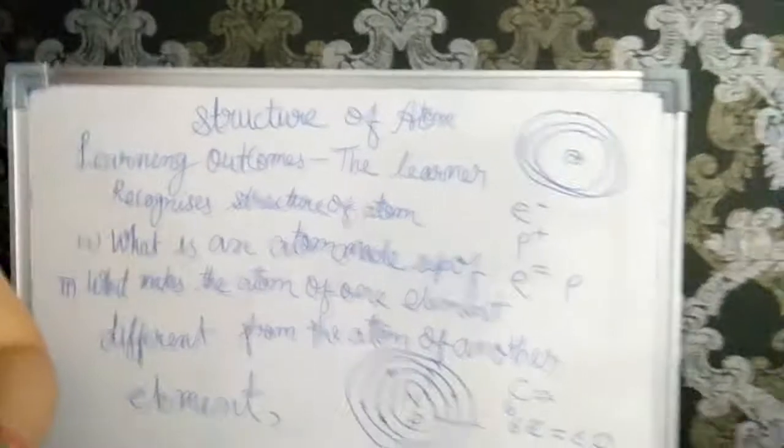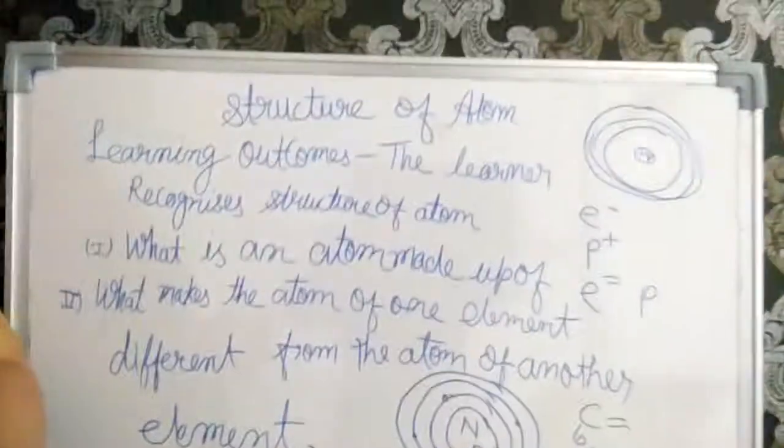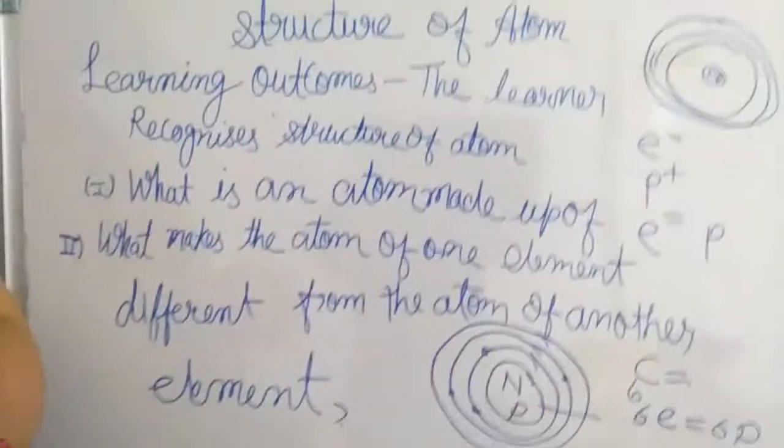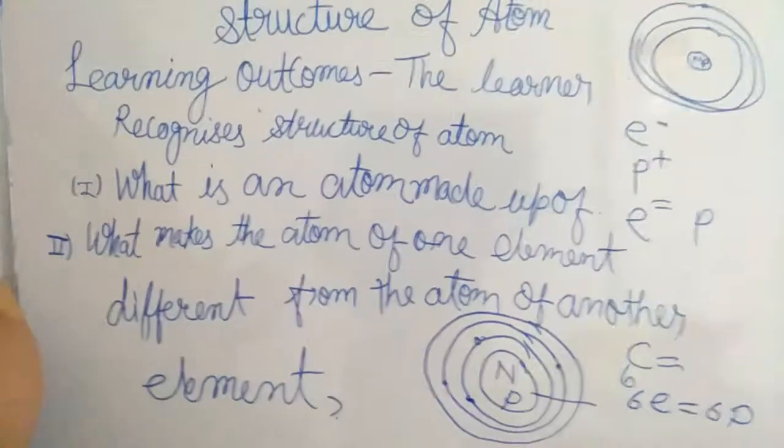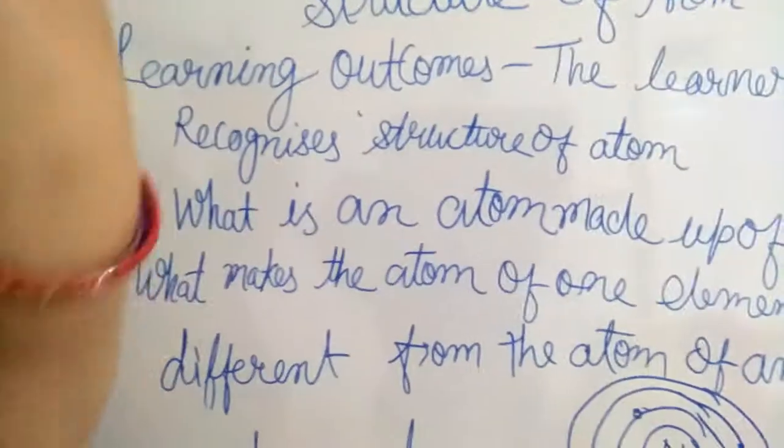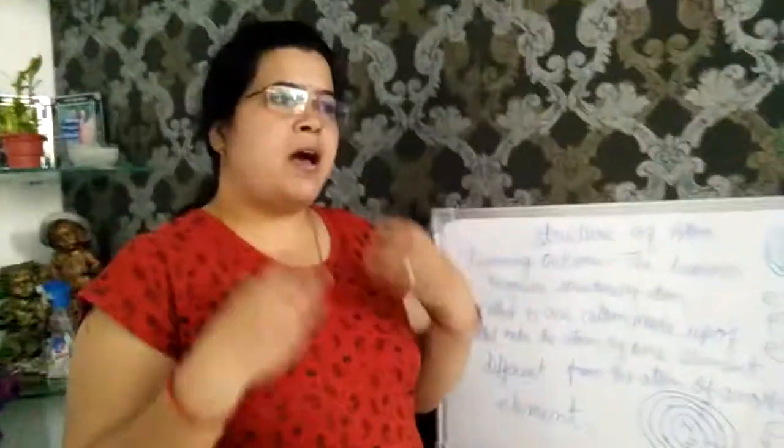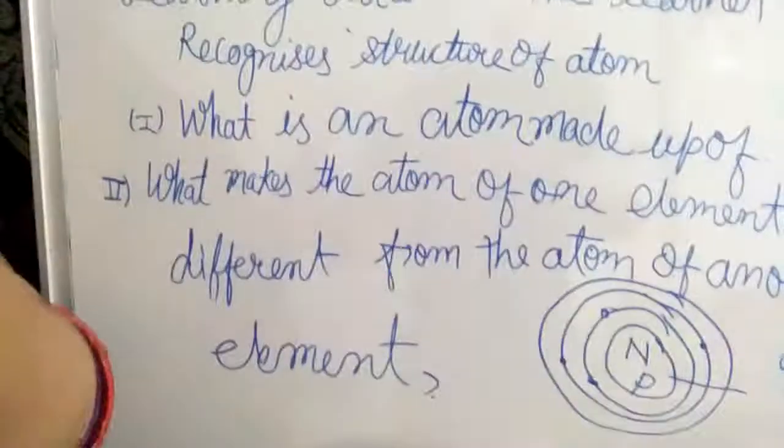So what is the learning outcome? The learning outcome is that the learner is able to recognize the structure of atom. Some questions arise in our mind. What is an atom made up of? And what makes the atom of one element different from the atoms of another element?